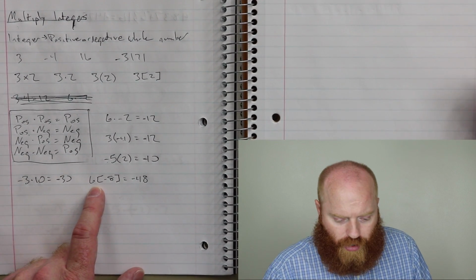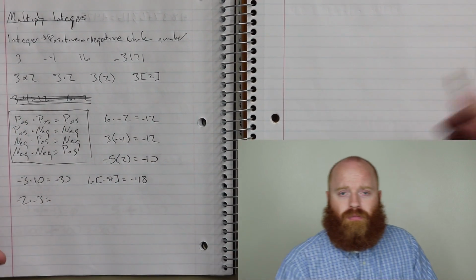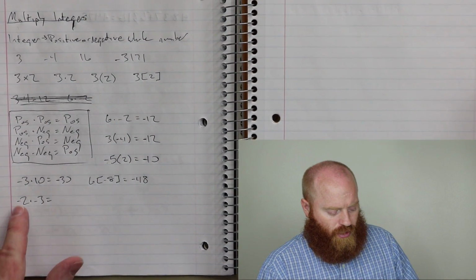Well, what if I don't have only one negative? What if I have a negative 2 times a negative 3? Guess what? I don't care. 2 times 3 is 6.